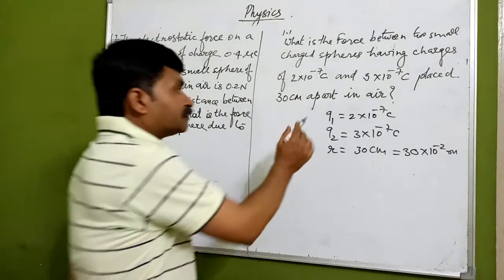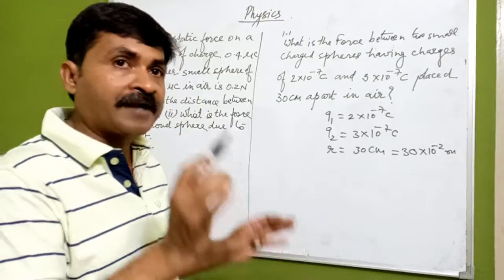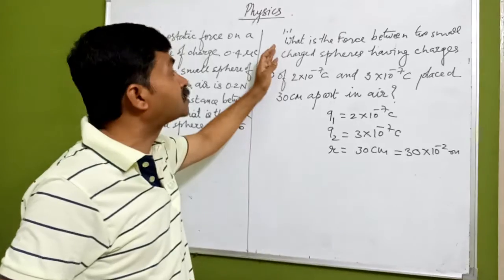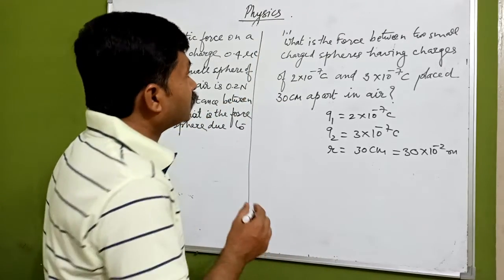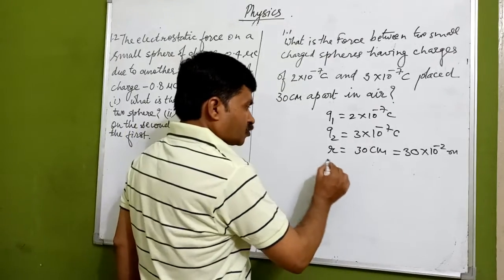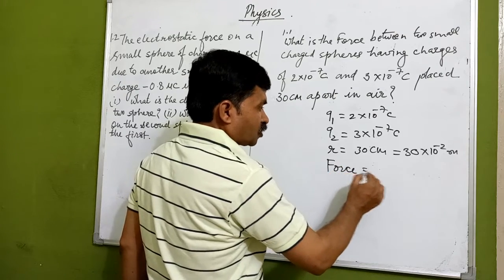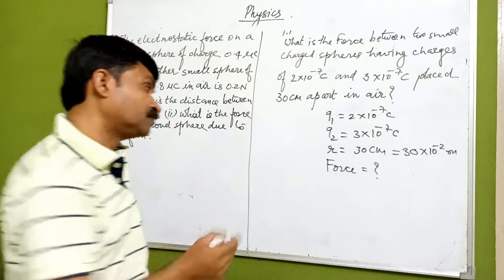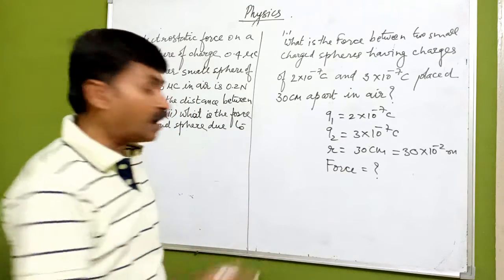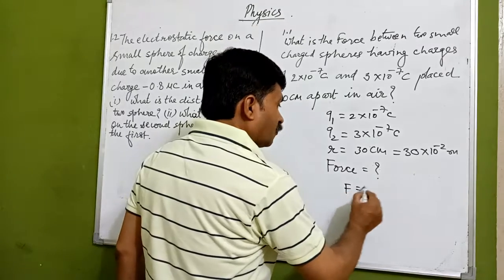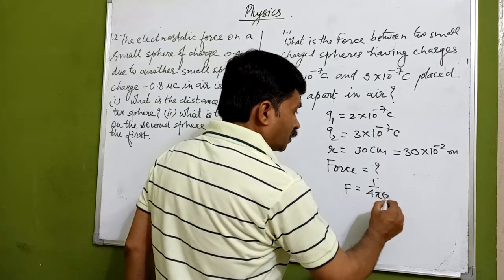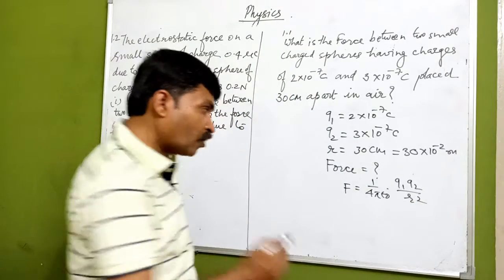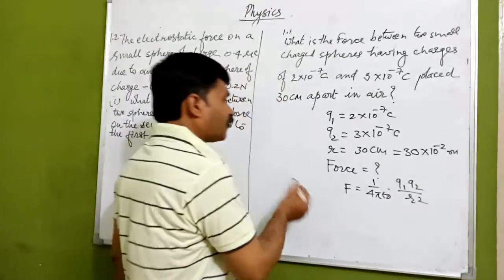So now first of all, we have to write all the given parameters, all the things which are given to us in the numerical. Now here they are asking us to find the force, so write down a question mark. Now we know Coulombic force, means we have to apply Coulomb's law, which is equal to 1 upon 4 pi epsilon naught into Q1 Q2 upon R square.